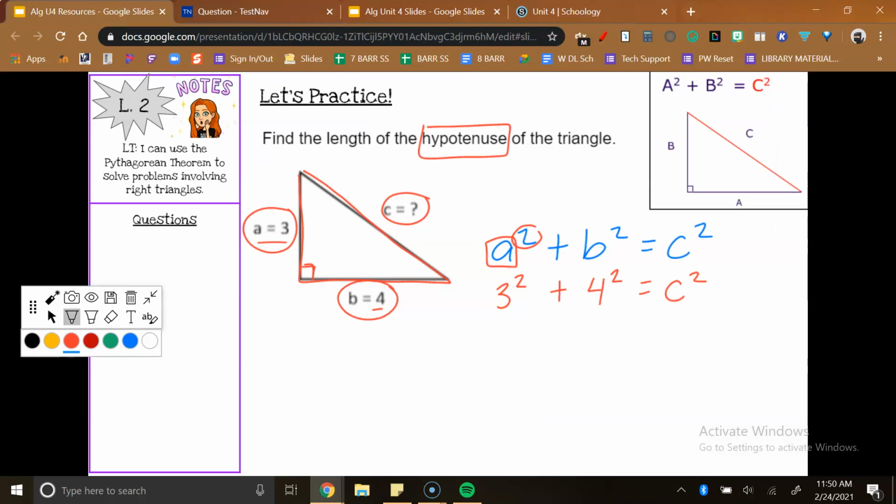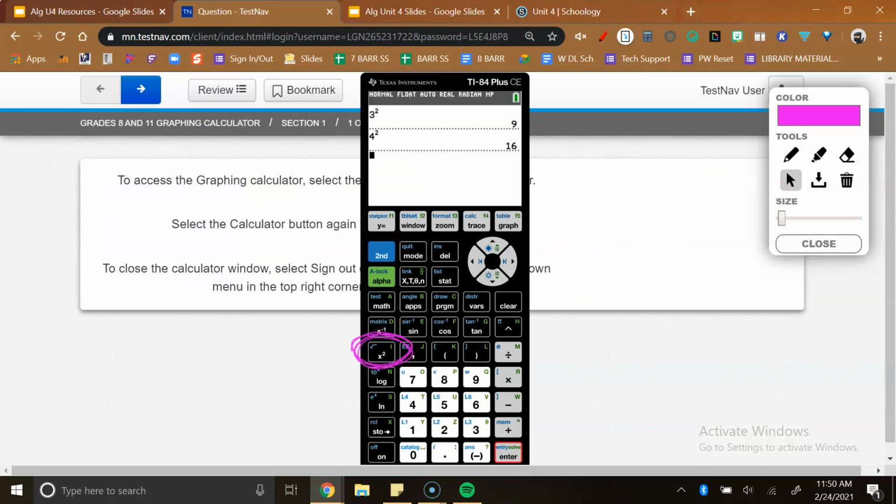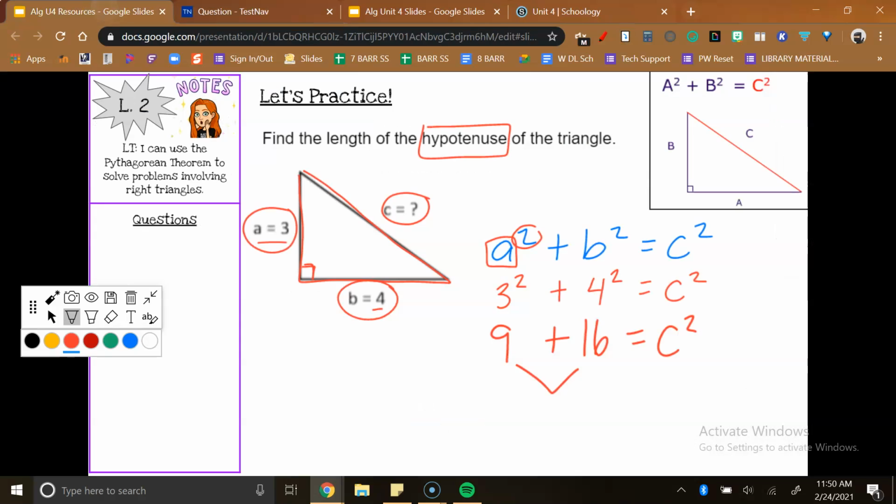If we go back here, we know that 3 squared is 9 plus 4 squared is 16. Then we want to do that addition. We're going to do 9 plus 16. 9 plus 16 is 25. So now we have 25 equals c squared.